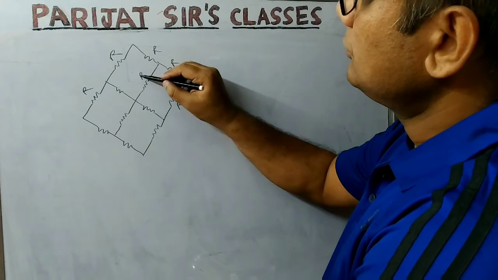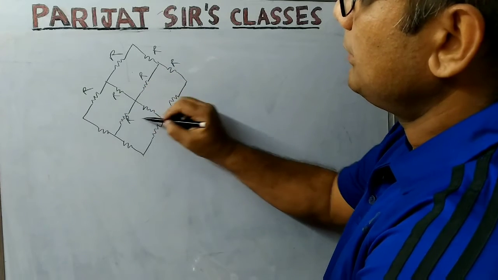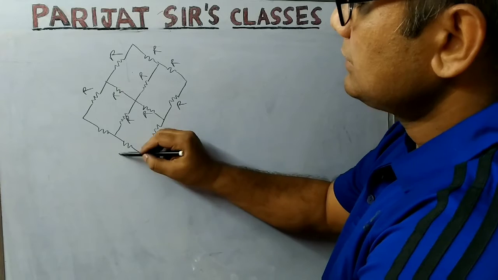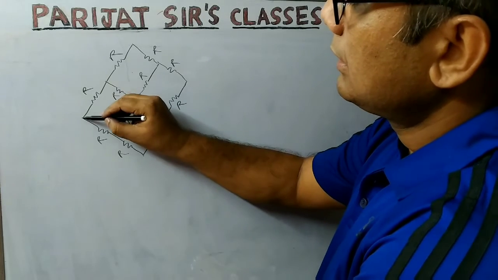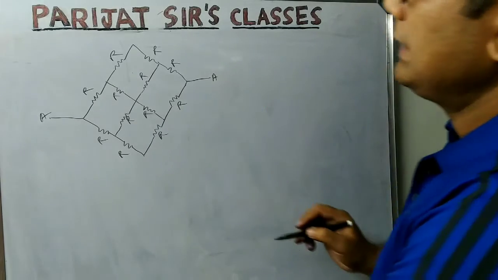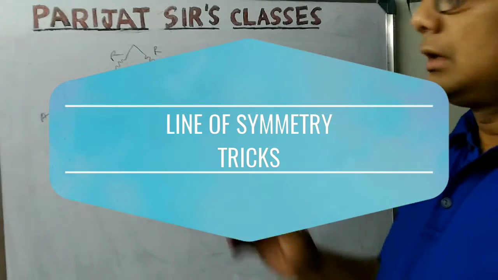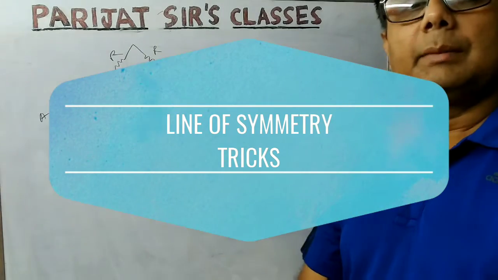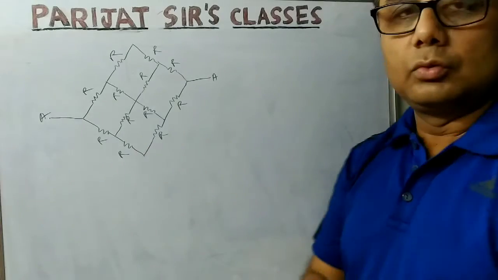So these types of sums you cannot do by series and parallel combination. There is no chance you will be able to do it. They are asking what is the resistance across A and B. It's impossible to do by using just the series and the parallel combination. So watch the trick of how to do it.